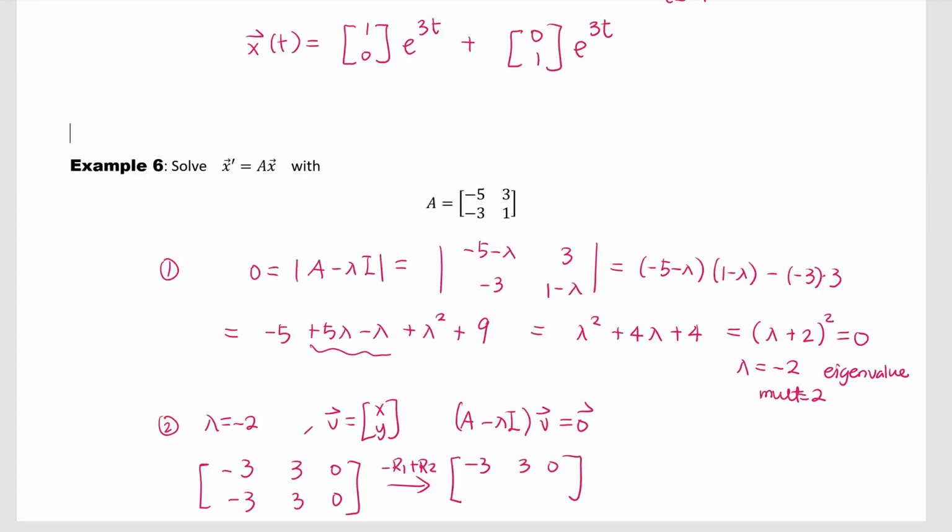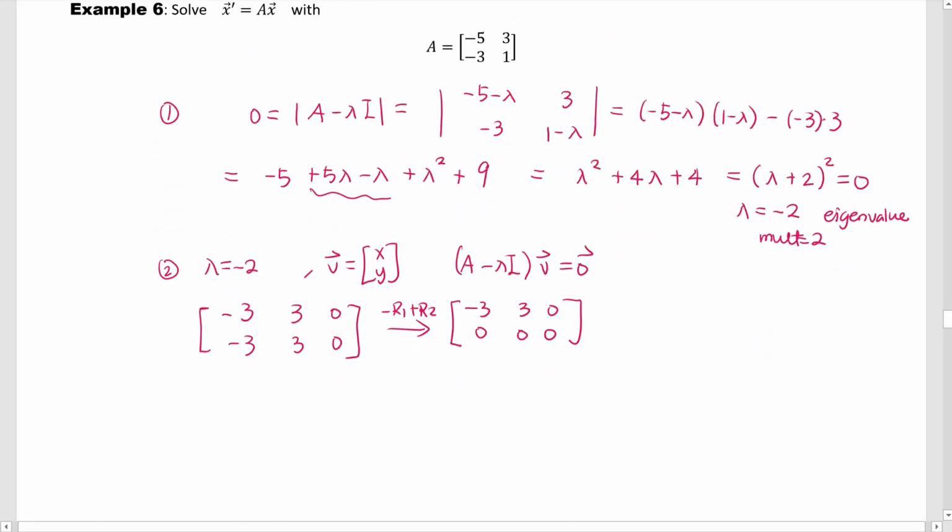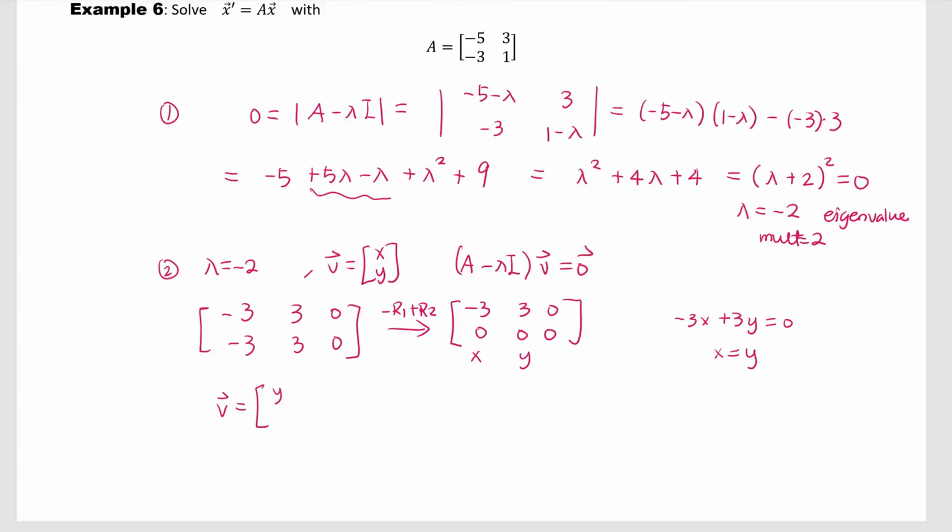-3, 3, 0, 0, 0, 0. So we always get the last row zeros. So this is x, this is y. -3x plus 3y is 0. Then x is y. Yes, so v is x is y, so we have y and y. We can pick y to be 1. Then v is 1, 1. So we find an eigenvector.